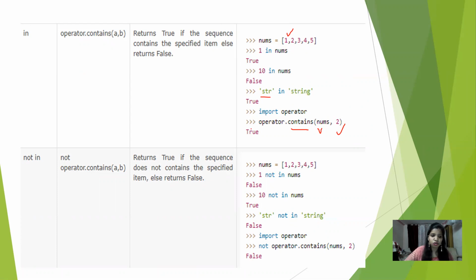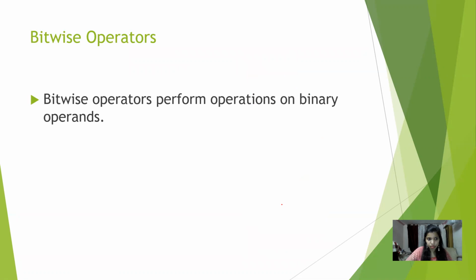Okay, so not in means not in the member. 1 is not in the member? No, 1 is the member, so it's false. 10 is not there, so it's true. So these are the membership operators.